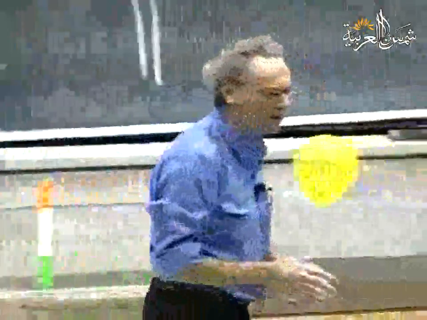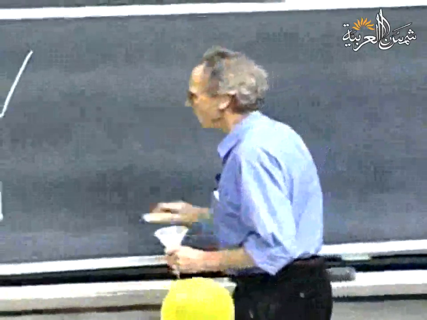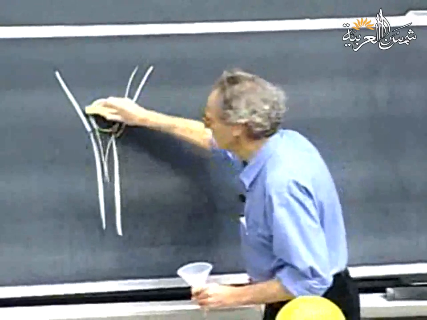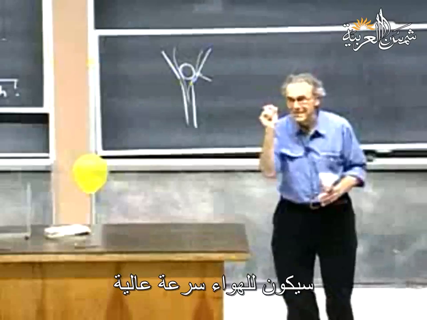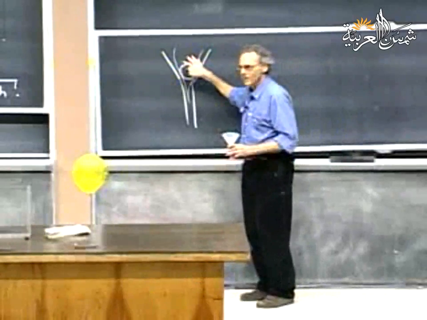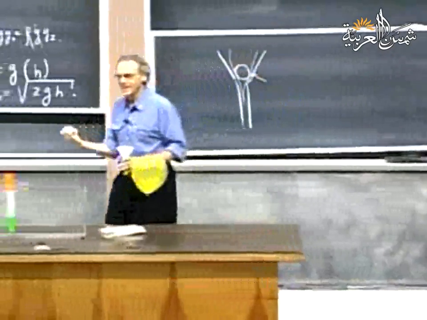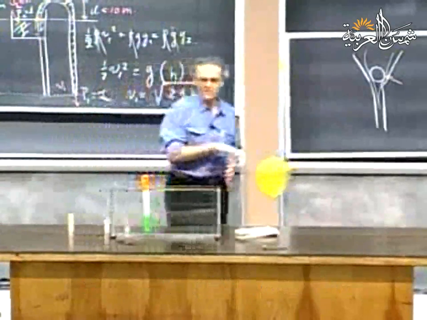Why doesn't it work? The harder you blow, the less it will work. Air is flowing here, and right here, where there's very little room, the air will have very high speed, way higher than where it has lots of room. And so, at the highest speed, you get the lowest pressure. And so the ping pong ball is sucked in while you're blowing it.